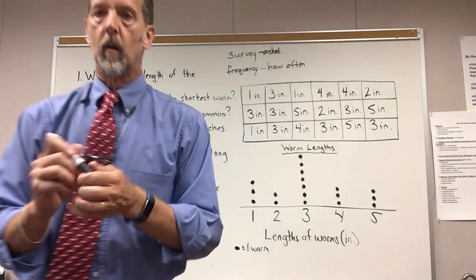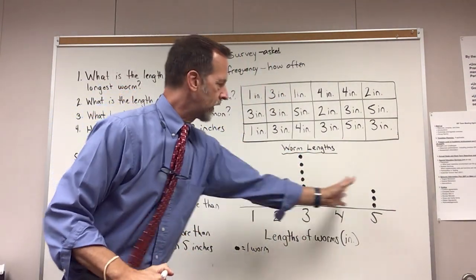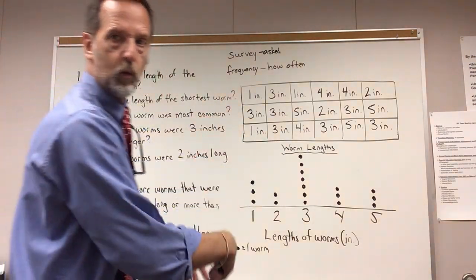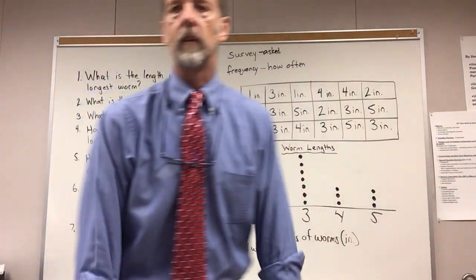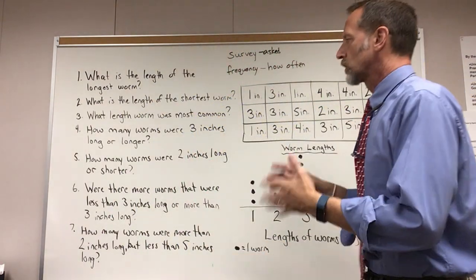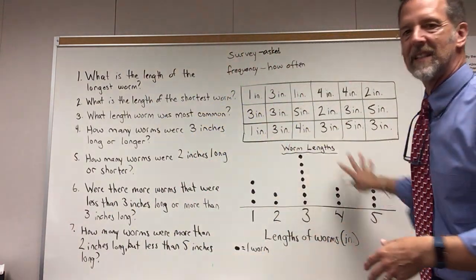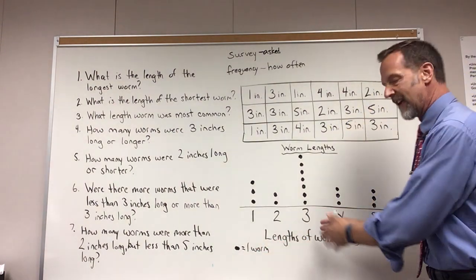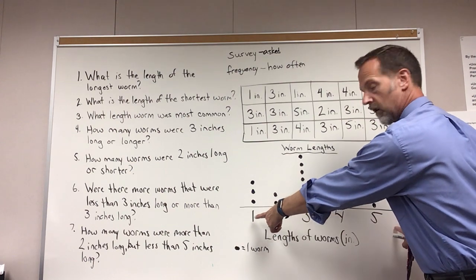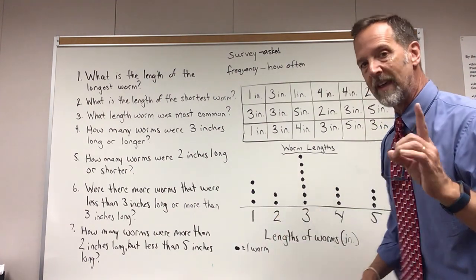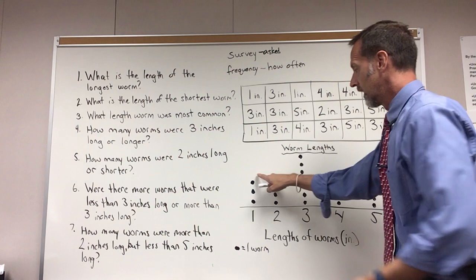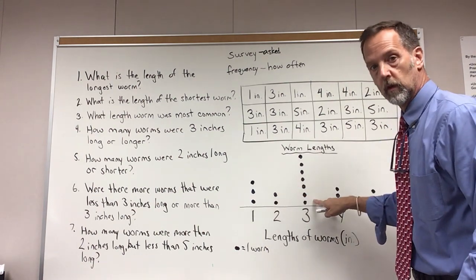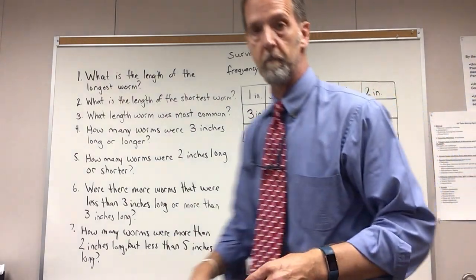So here is my data shown in a line plot. Now it's organized. Now I can see all the 1s, I can see all the 2-inch worms and the 3-inch worms, the 4-inch worms, and the 5-inch worms. Now we've got to be able to answer questions about what we see, okay? As we answer questions, we have to remember that the lengths of the worms are these numbers down here. How many worms we had are above it. That's 3 worms. That's 2 worms. That's 7 worms, right? Because each dot means 1 worm.